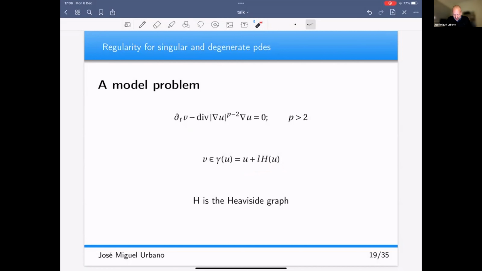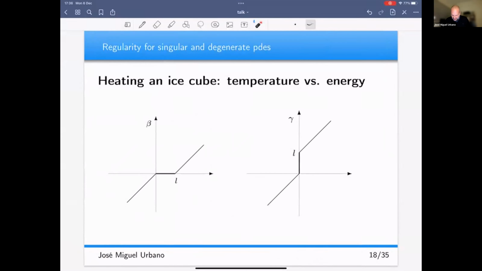Where v is the identity plus L times the Heaviside graph. Okay, so this is typically the identity, and then you have the Heaviside graph, this graph, times L. So here you have the identity, here you have the interval 0 to L, and here you have the identity plus L.